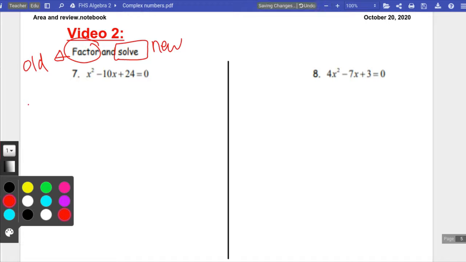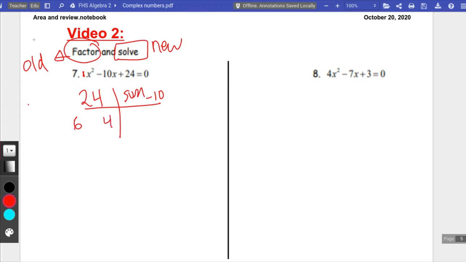All right, factor. Because there's a 1 right here, you can move straight into finding two numbers that multiply to 24 and sum up to the middle number, which is -10. I'm thinking of 6 and 4, but 6 plus 4 gives me +10, so that wouldn't work. But -6 and -4 gives me 24 when you multiply them, and -6 minus 4 gives you -10, right?